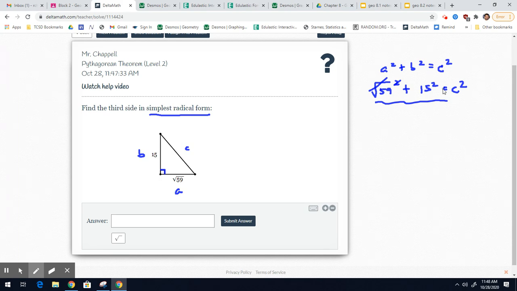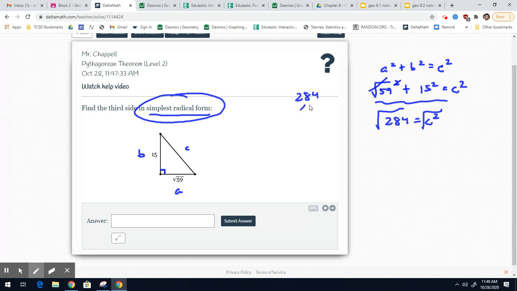Now you can put in the square root of 59 squared, but again, the square root and the squared cancel, and 59 is just 59. So 59 plus 15 squared is 284, and that is C squared. So we need to take the square root of both sides, and I'll do the square root of 284, and oh bummer, I get a decimal. They don't want a decimal, they want simplest radical form, so we've got to break 284 down.